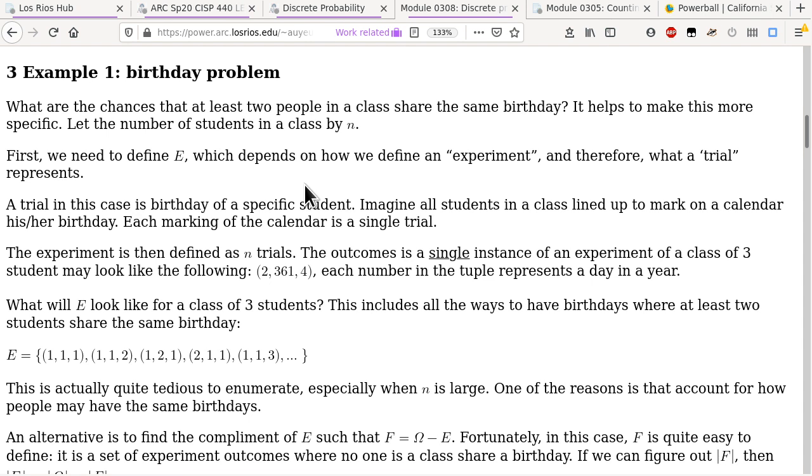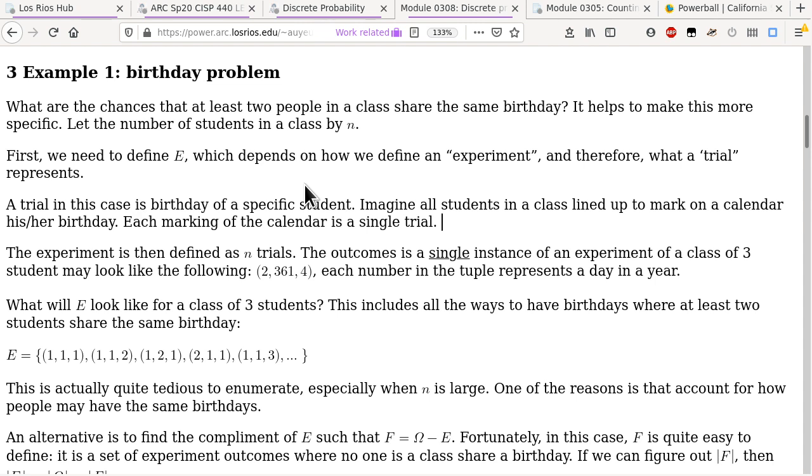Okay, so let's say the class now has 50 people. The question is, what are the chances that at least two people in the class share the same birthday? In this class, we have 50 people. So of all the 50 people, what are the chances that at least two have exactly the same birth date? The chances are actually higher than most people think.